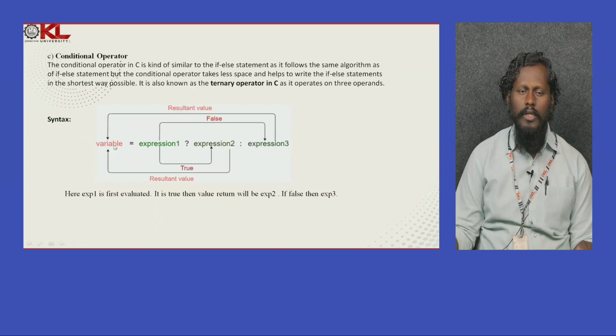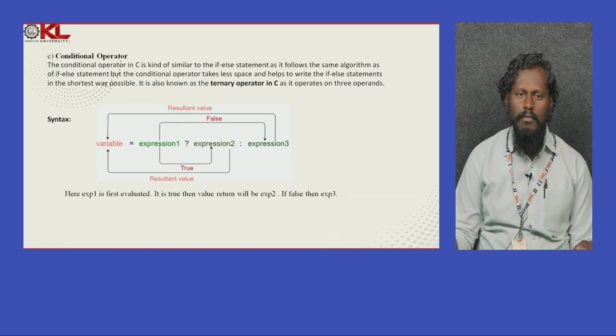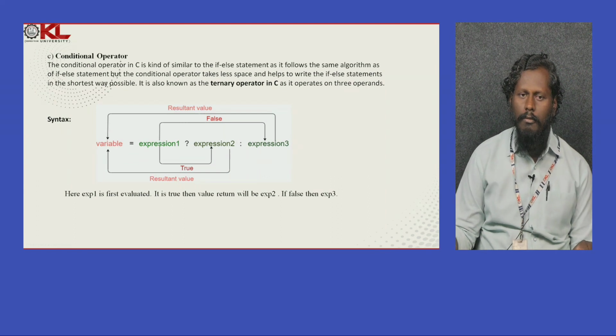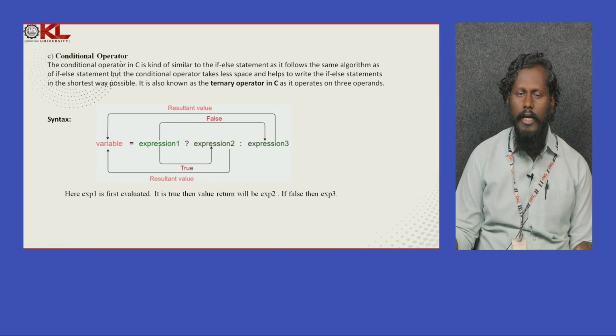So here also you have 2 different options. When the condition is true, the control is transferred to the part after the question mark. If the condition is false, the control is transferred to the part after the colon. So there are 2 different options available: either we can give the resultant variable as expression 2 or expression 3.